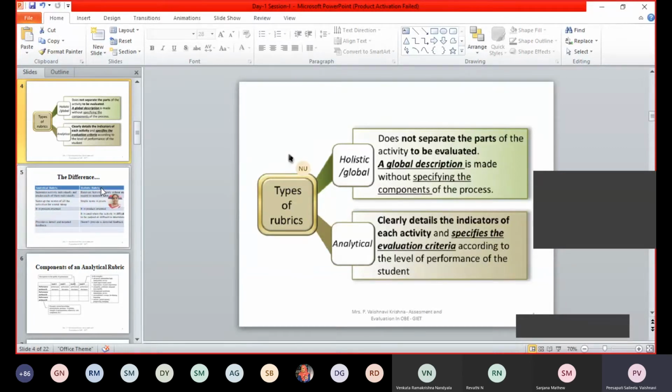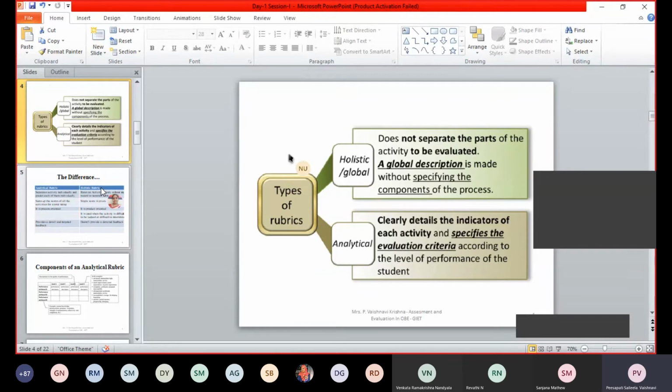Now, what does this analytical rubric do? Suppose you have an assessment question, you take this question and break it into different subsections, and based on each and every subsection, you judge the student. When I want to draw a final conclusion of what the student has done, I sum up all of these, and finally I give the grade of that particular student, and I clearly have evidence.